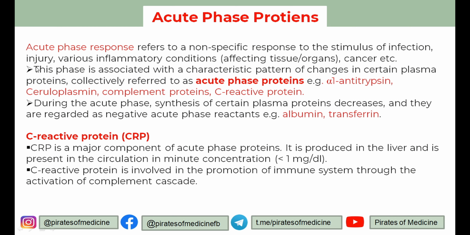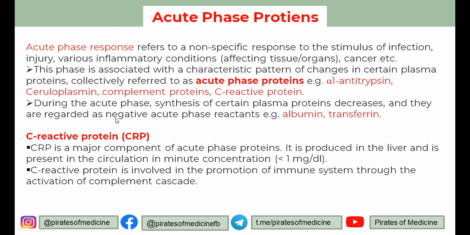In this phase, there are certain changes in certain plasma proteins which are referred to as acute phase proteins, like alpha-1 antitrypsin, ceruloplasmin, complement proteins, and most importantly C-reactive protein. In the acute phase, there is also a decrease in the synthesis of some plasma proteins, which are known as negative acute phase proteins, like albumin and transferrin. So we'll talk about CRP.